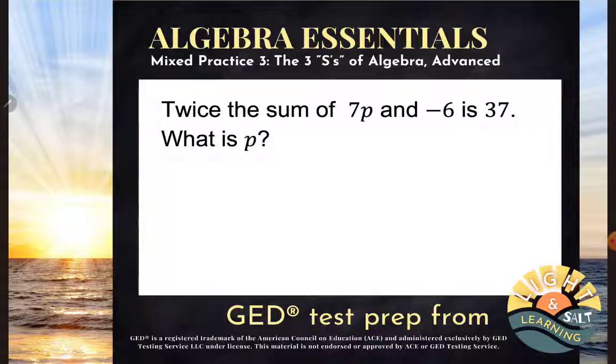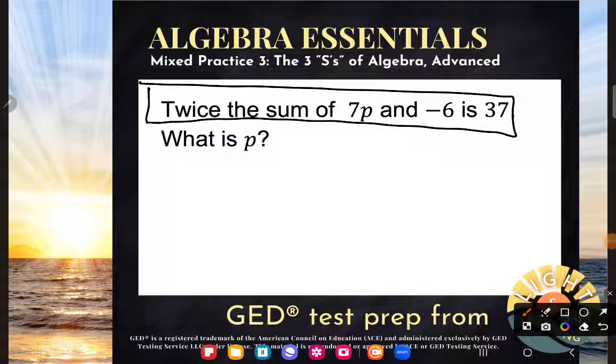It says twice the sum of 7p and -6 is 37. And then what is p? Oh, I'm being a jerk. I'm asking you to do two things. If you're going to solve for p here, you better turn this English into an equation. Let's do it. Let's translate.